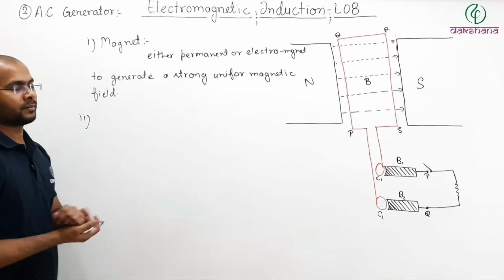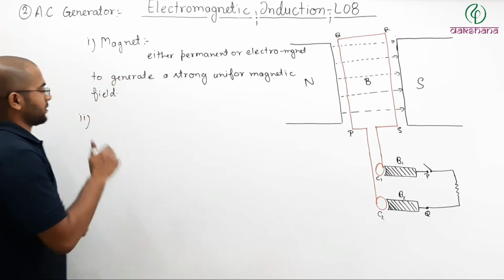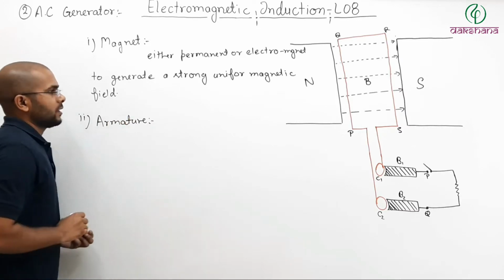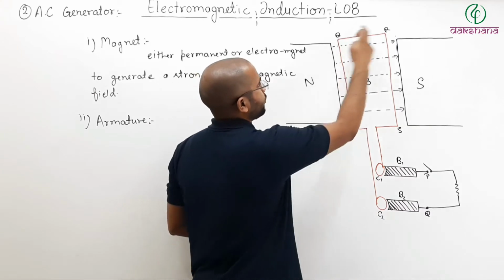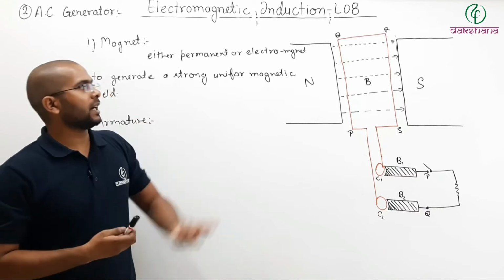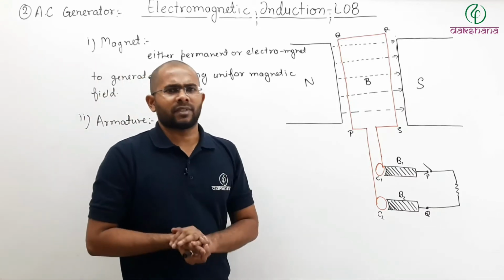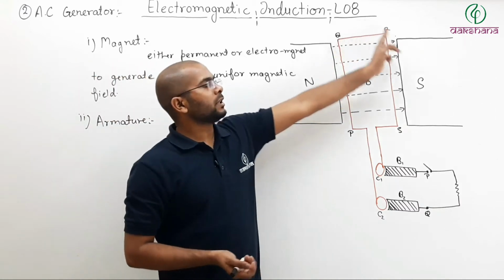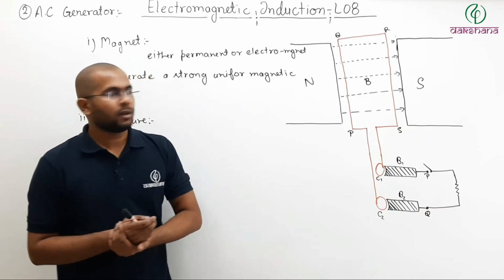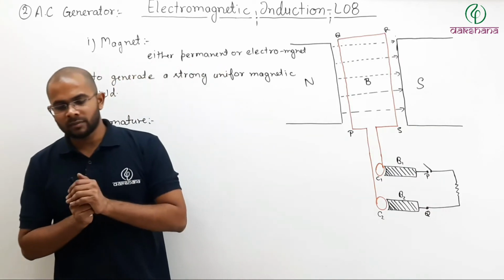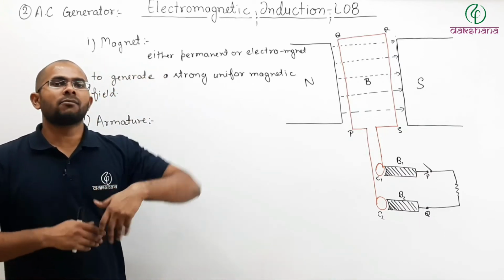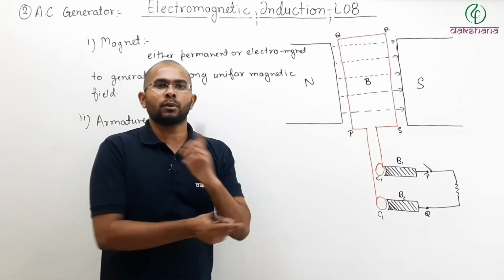What is the second thing? Second thing is called your armature. What is armature? Now see here I have a coil, PQRS. That is a rectangular coil I have shown. In different generators it may be different. Here I have shown only one loop, but actually there will be a number of loops.